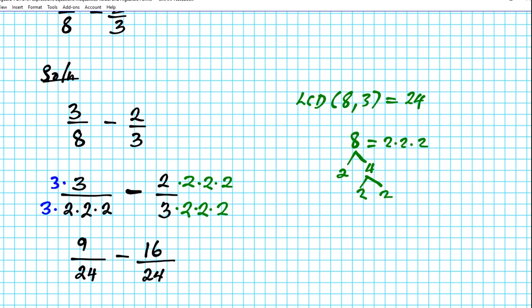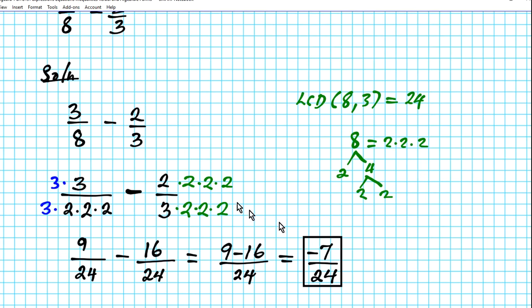Okay? Now that we have identical denominators, we'll now subtract the numerator and keep the denominator. Okay? 9 minus 16 is negative 7 divided by 24. Ladies and gentlemen, that is our final answer.